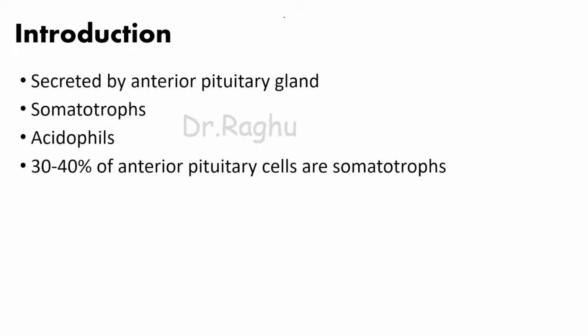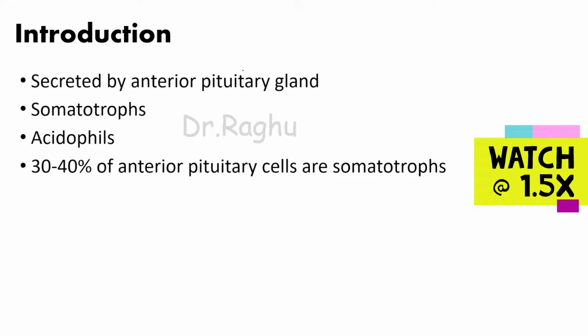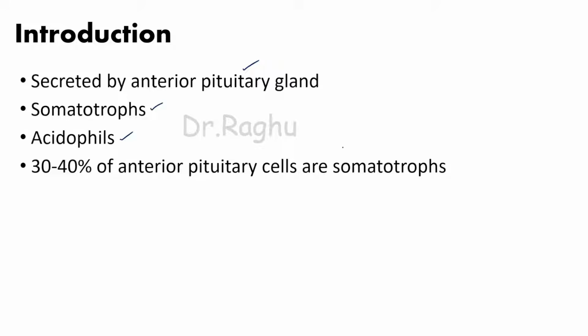Coming to the introduction, growth hormone is secreted by the anterior pituitary gland, and the cells which secrete growth hormone are called somatotropes. They are also called acidophils because they take up the acidic dyes. And remember, 30 to 40% of the total cells present in the anterior pituitary is constituted by somatotropes.